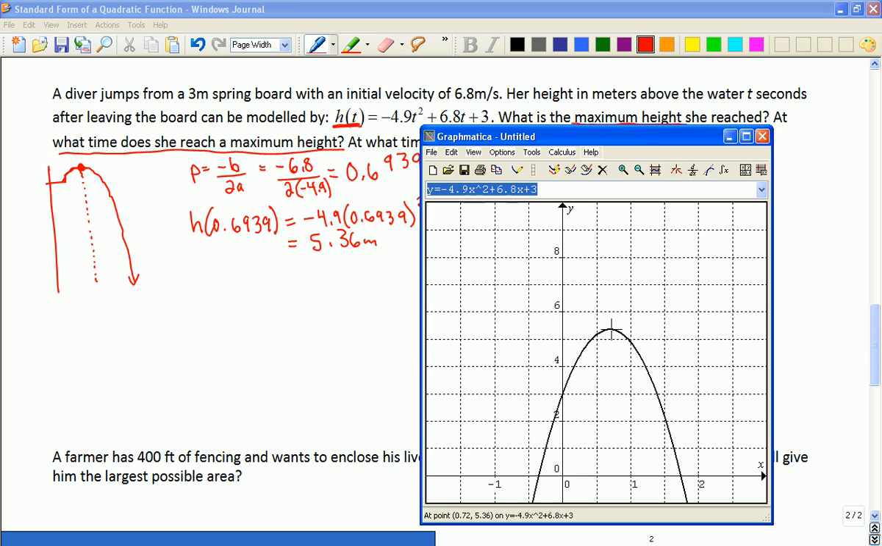just found, which happens just as we said. You can see down in the bottom corner it shows the points, but you can see here it's right where we wanted it, at 0.69 and 5.36. And this is when she hits the water, right here, when her height is 0.